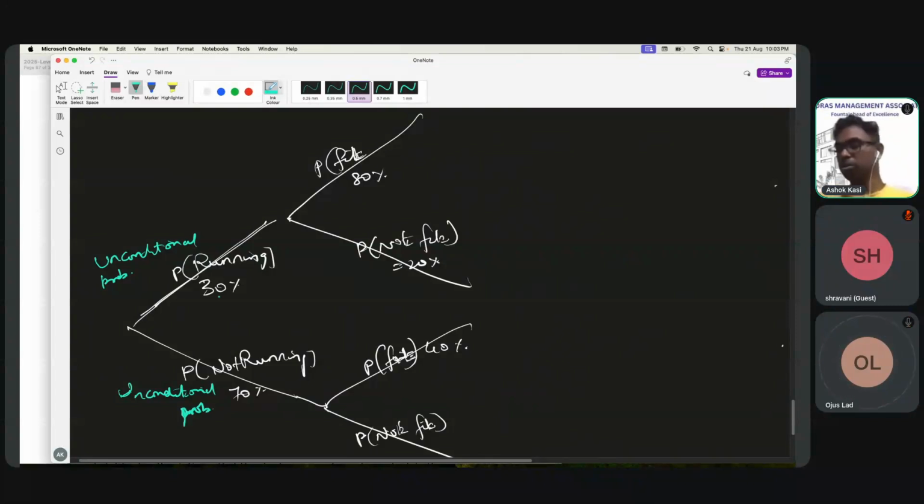Either you are running or not running. Then if you are running, you are fit. You will be fit only if you are running. Then this is called conditional probability, because in order to be fit, you have to run first. So these all are conditional. If you are running, then you can be unfit also. So if running has to happen 30%, then only 20% unfit. So conditional. Okay, these are conditional.